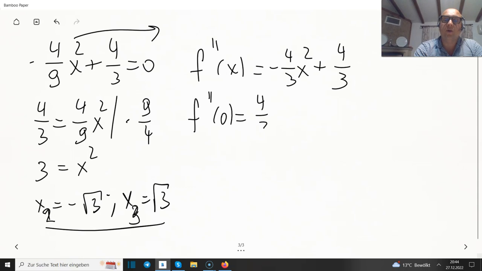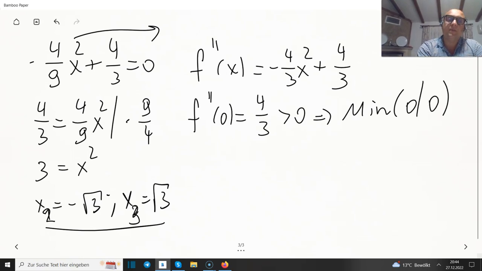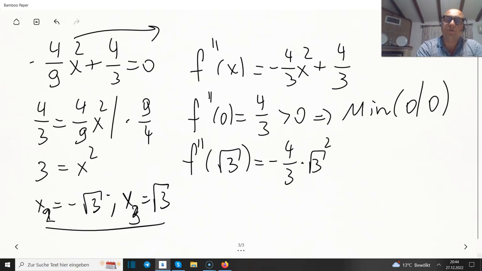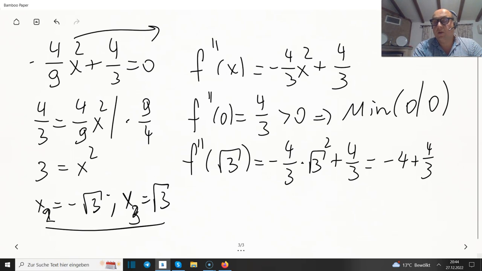All right, so what is f second derivative at 0? This is 4 thirds. It's positive, so we have a min at (0, 0). And what is f second derivative at, let's say, square root of 3? So we're having minus 4 thirds times square root of 3 squared plus 4 thirds. This is 3. We can cancel it. It's minus 4 plus 4 thirds. Let's consider only the sign. It's negative. So we're going to have a max with square root of 3 as x value.